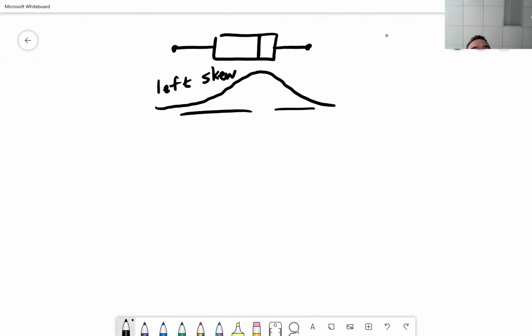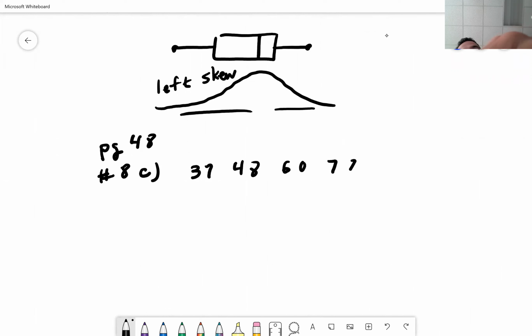This problem's fine. So this is page 48, number 8C, and it has 37, 48, 60, 72, and 82. I have a little hair on there, so blow it away. Okay, so you see those numbers there?